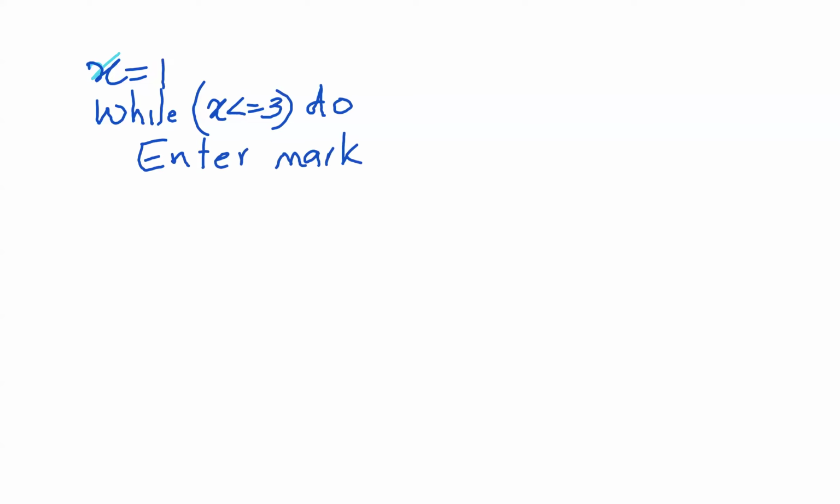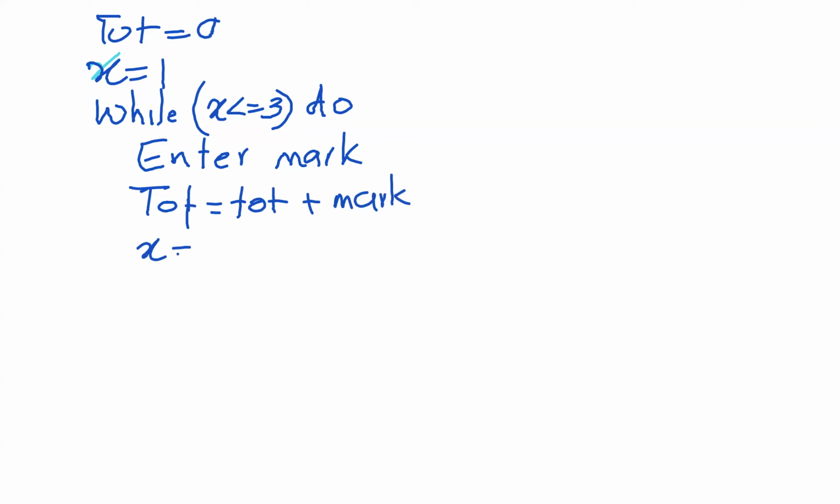Enter mark. Then you have another variable called total. You have to get the total as well. Total equal 0. Now you can say total equal total plus mark, you add the current mark to total, and then x equal x plus 1, end while.